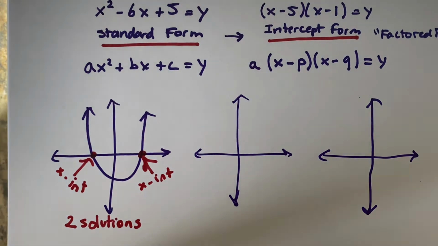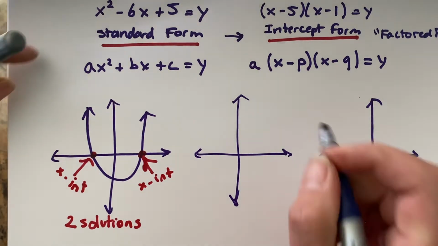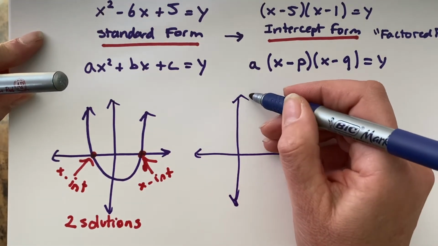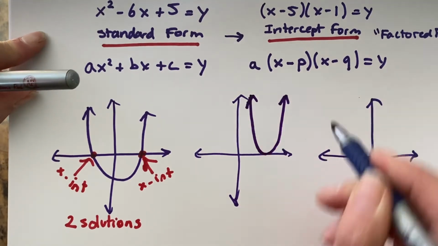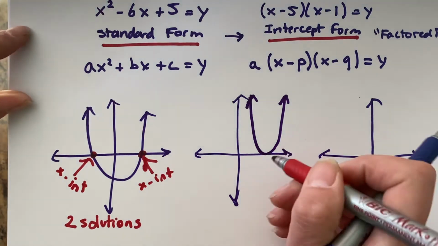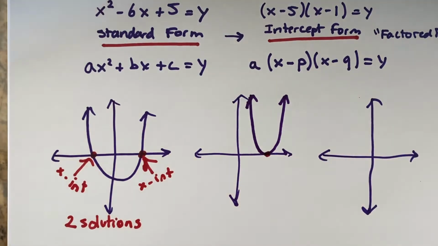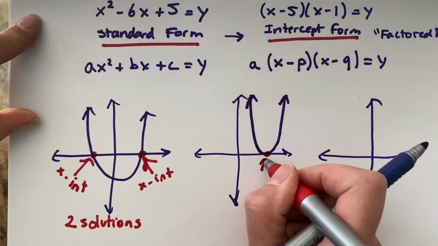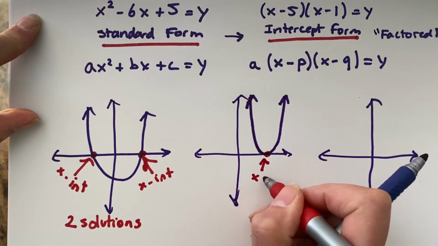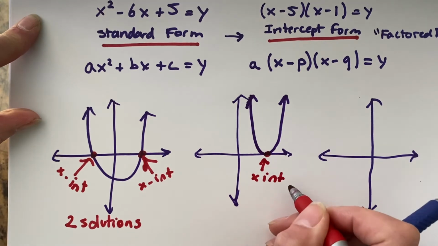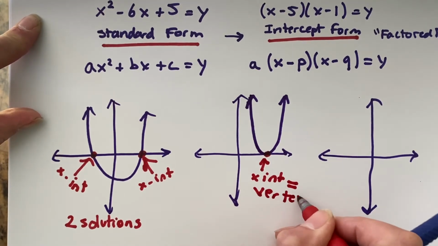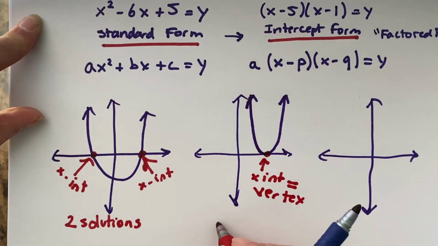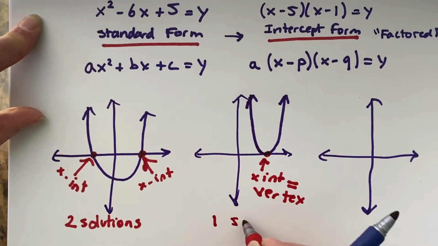You can also have a situation where you have only one solution. And that is where it's not actually even intersecting, it's that the vertex is on the x-axis. So this is the x-intercept, but it's also equal to the vertex. They're both the same number. And in that situation, you have one solution.